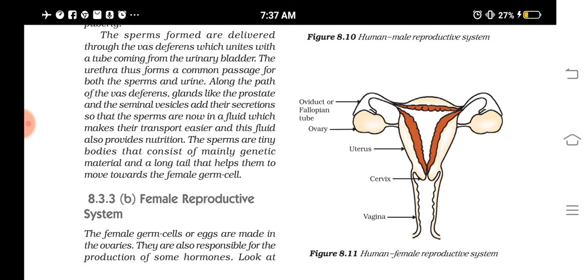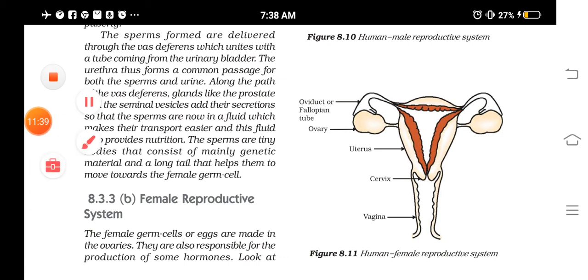I told you the function of the placenta. The placenta helps in the exchange of materials between the mother and the baby, giving nourishment and helping in the removal of waste materials, and it also produces certain hormones. So these are some of the functions of the placenta. This much is very clear to everyone.